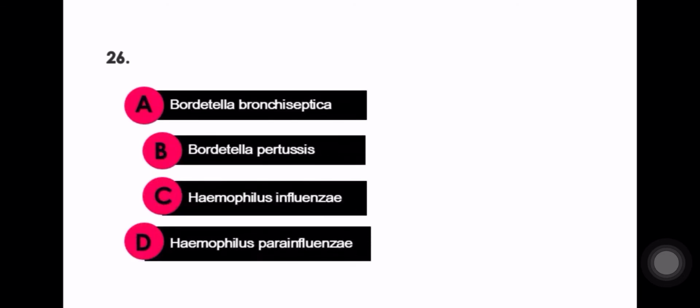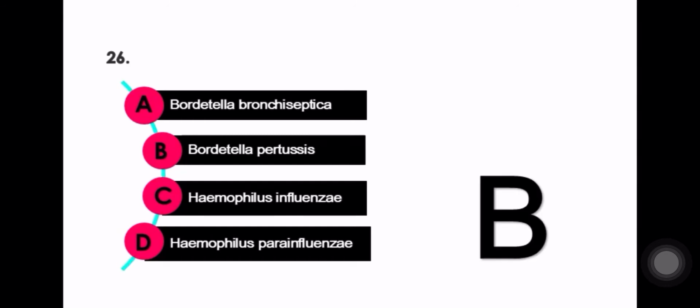Okay, what could be the answer in these choices? Is it A, Bordetella bronchiseptica, B, Bordetella pertussis, C, Haemophilus influenzae, or D, Haemophilus parainfluenzae? The correct answer is letter B, Bordetella pertussis.